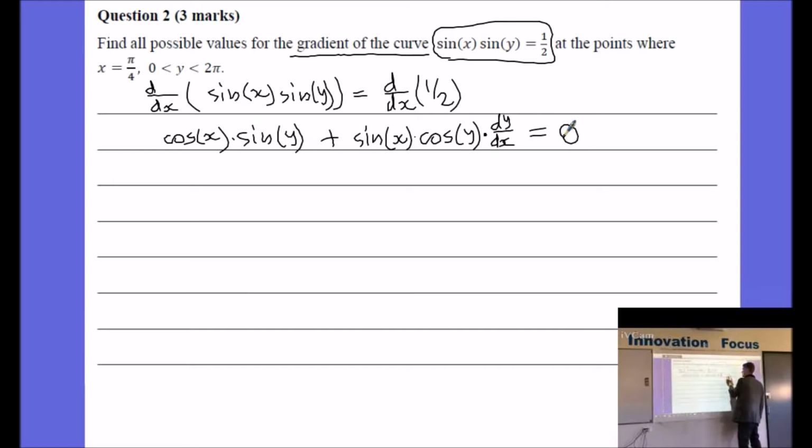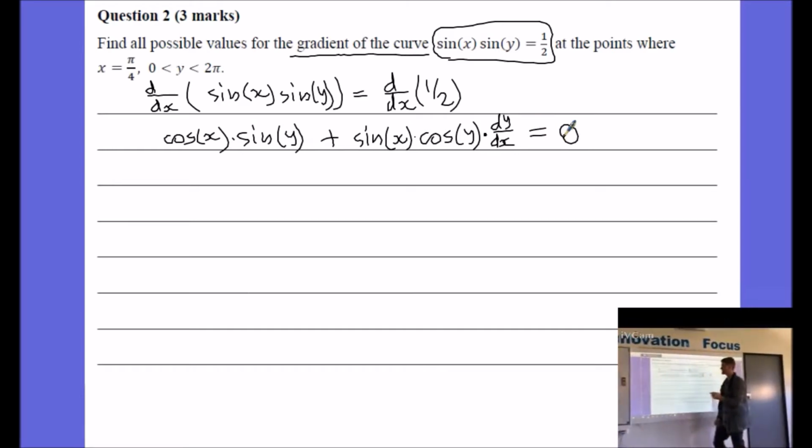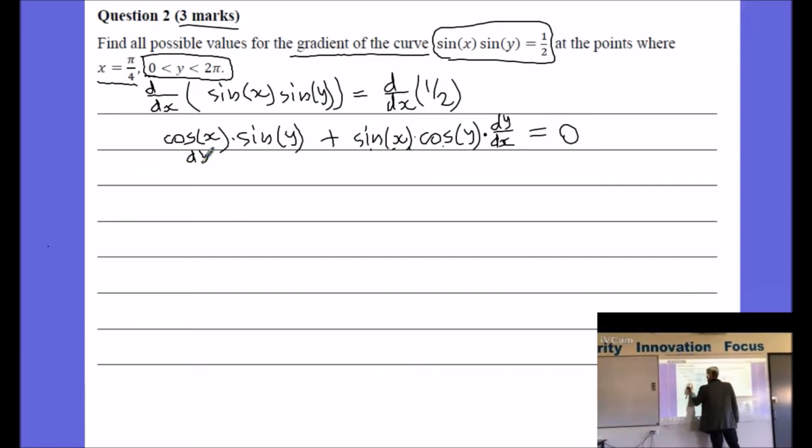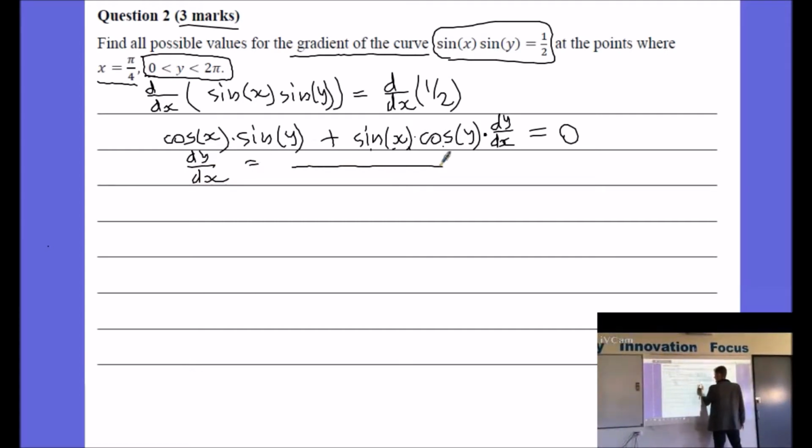And that's going to equal to a 0, being the derivative of just a half. So let's transpose for dy dx. Okay, so subtract this first term over the other side. It'll become negative overall. Then we're going to divide by the sine x cos y to get the dy dx by itself.